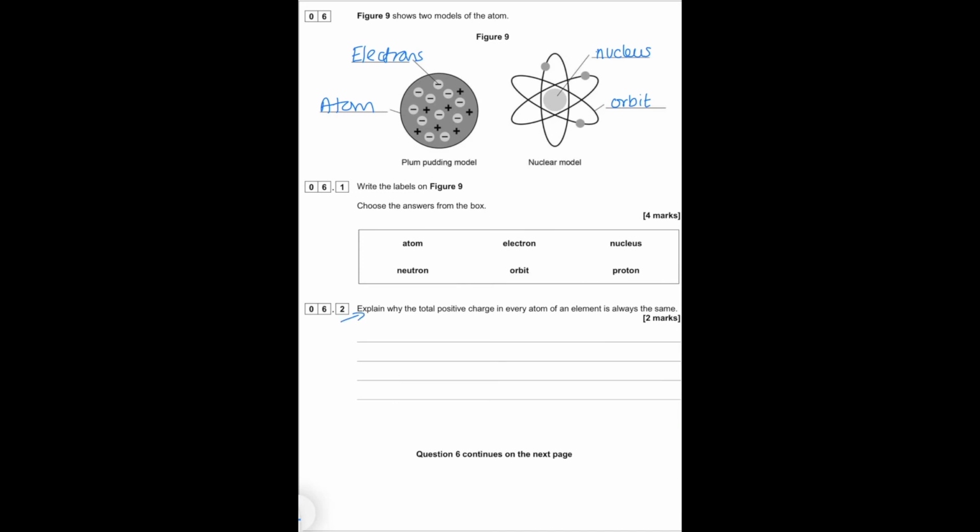Now we've got to explain why the total positive charge in every atom of an element is always the same. So what we can say here is that every atom has the same number of protons which are positively charged.